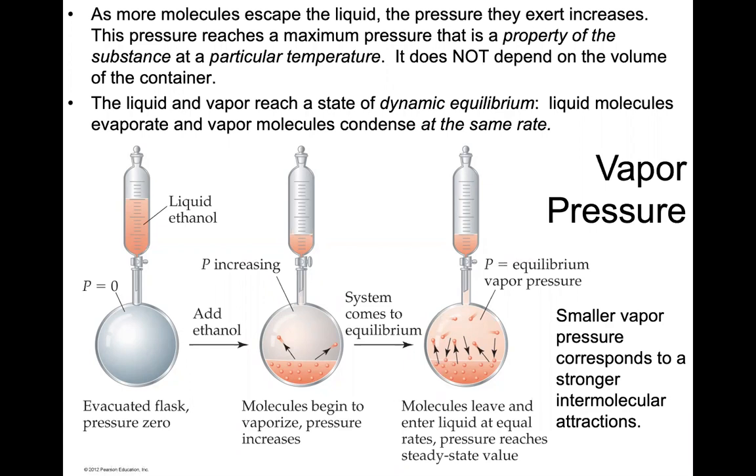Or let's think about it the opposite way. Let's say your liquid has really weak intermolecular forces. It's not held together very well as a liquid. It's going into the vapor a lot. If it goes into the vapor a lot, it leads to a higher vapor pressure. I think if we think about what's taking place within those, we can see those features.